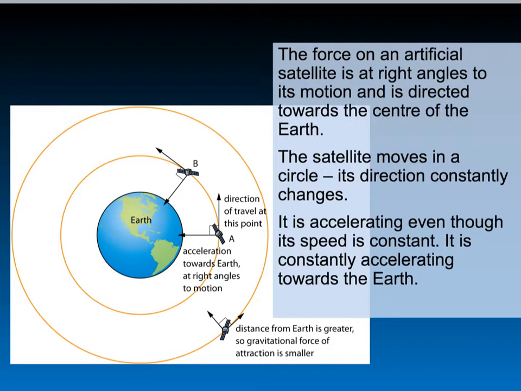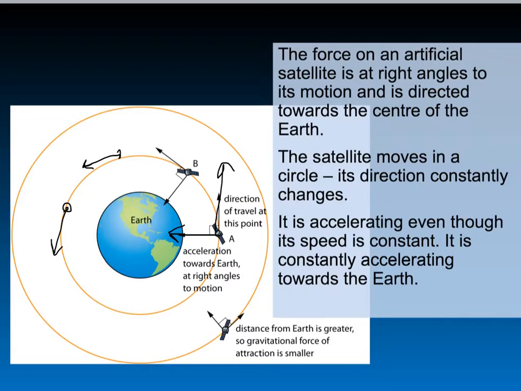Okay, so this is the hard part. More on satellite orbits. The centripetal force acting on an artificial satellite is always at right angles to its motion. So if its motion is this way, the gravitational force, the centripetal force, is that way. So it's always directed towards the centre of the Earth. As the direction of the satellite is continually changing, its velocity is also changing. So it's accelerating.